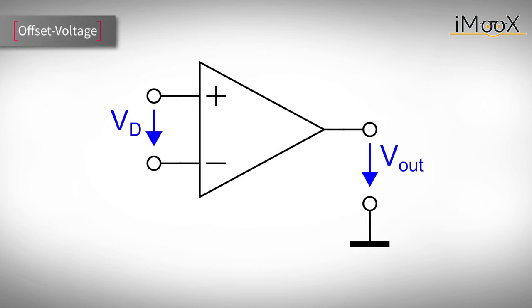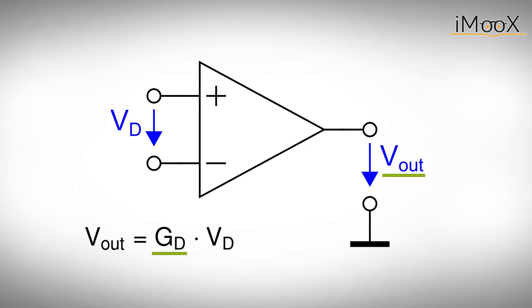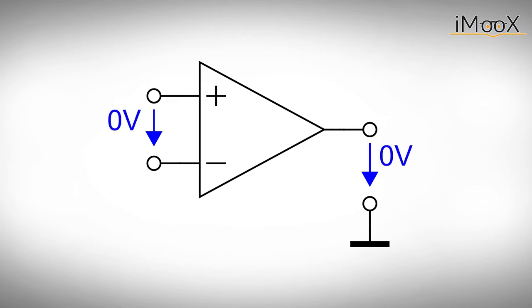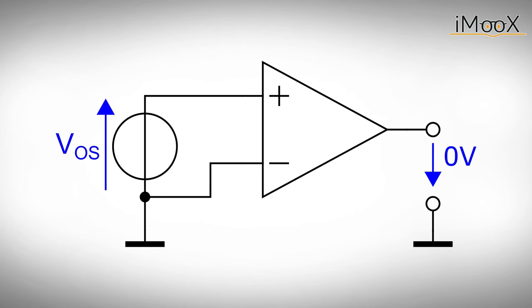As we have learned in one of our previous videos, the output voltage Vout equals the differential gain GD times the differential input voltage VD. If we apply the same voltage to the inverting and non-inverting input, or simply short-circuit the two inputs, the differential input voltage is 0 volts. Consequently, an ideal operational amplifier would give us an output voltage Vout of 0 volts. If we experiment with a real operational amplifier, we will see that the output is not 0 volts as we wished for. The effect is caused by the not perfectly symmetric differential input stage of our operational amplifier. In order to force the output voltage to 0 volts, we have to apply a certain voltage between the two inputs. The voltage we have to apply is called the offset voltage VOS.